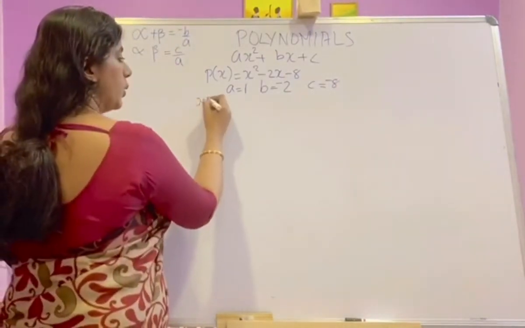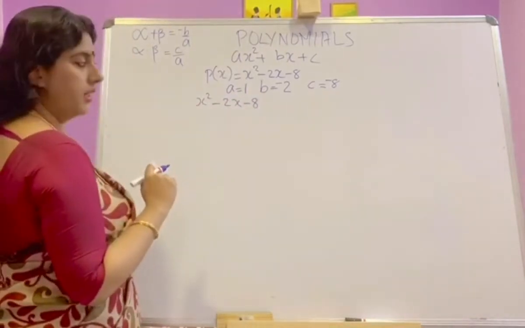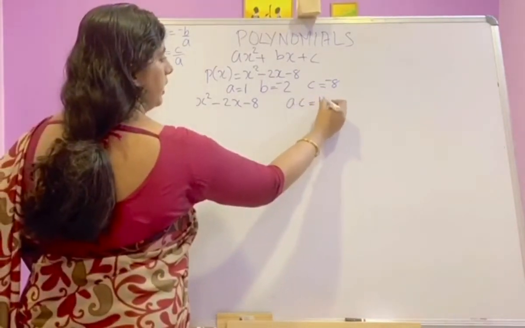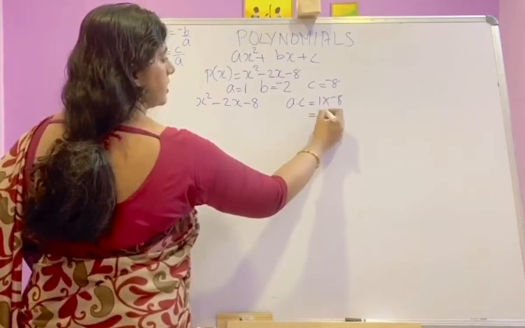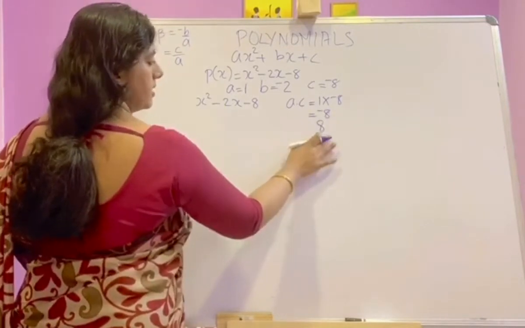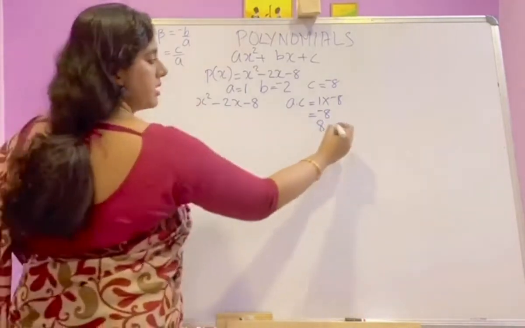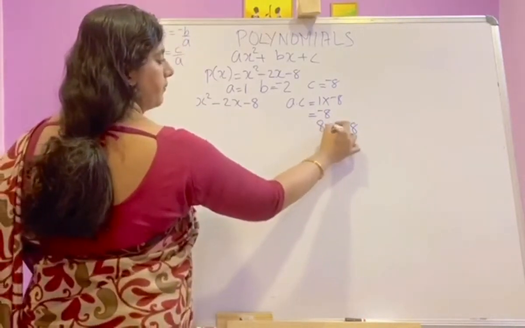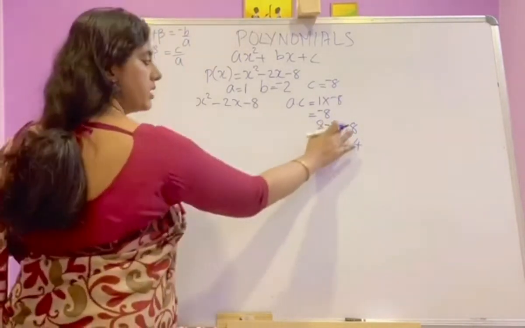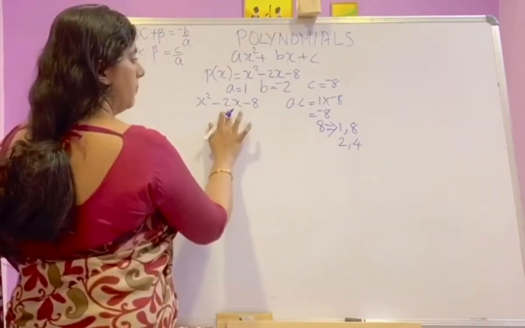Now first we want to factorize it by the middle term splitting method. For that we will find the answer of a into c, that is 1 into negative 8. The answer is negative 8. Now we can consider the number 8 without the sign, and we want to find the pairs of factors, that is 1 into 8 is 8. Now 2 into 4 is 8. From these two pairs we want to get the middle term, that is here minus 2.